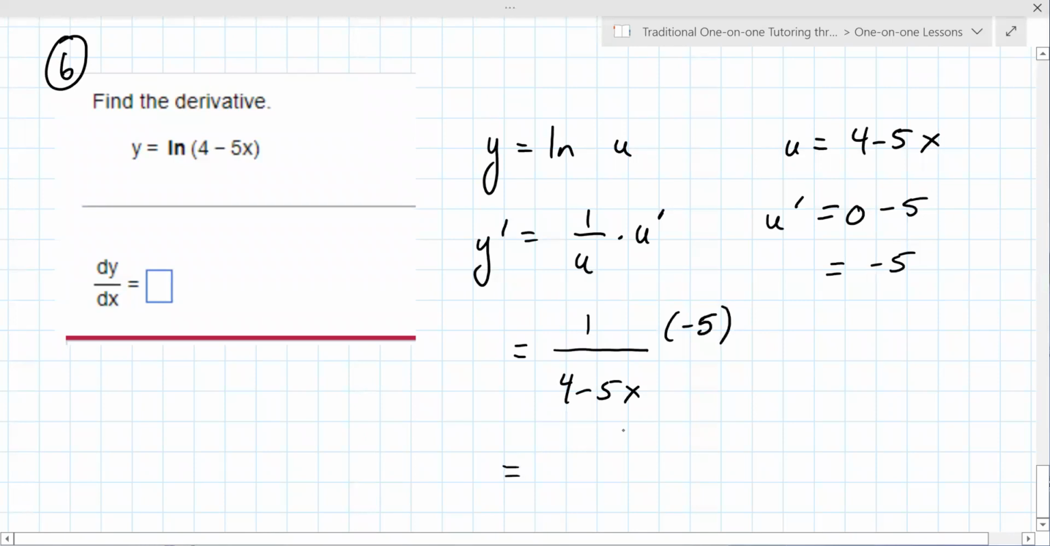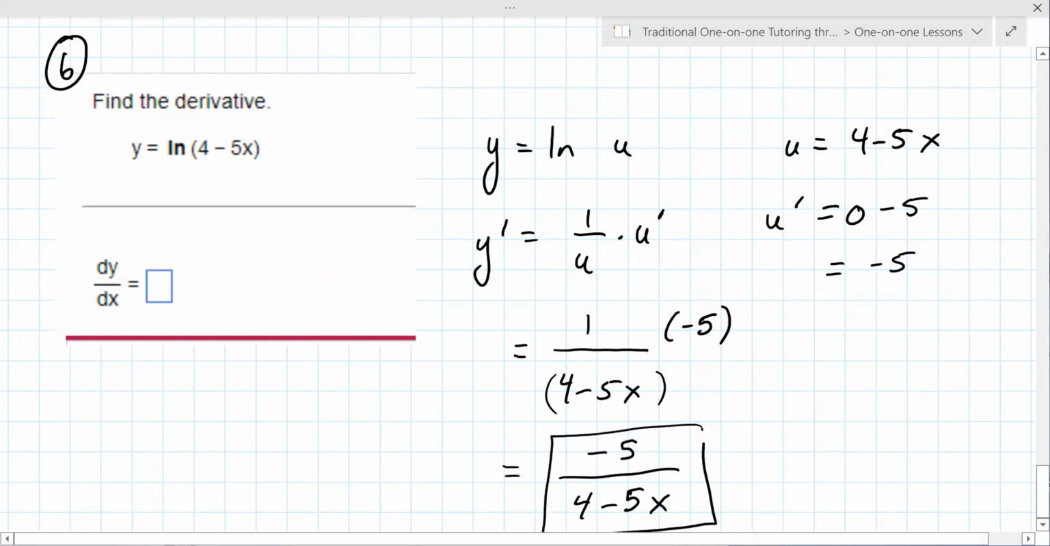There are no cancellations with the top and bottom because the bottom is actually in parentheses. So you'd write minus 5 over 4 minus 5x like that. And that's your final answer on this one.